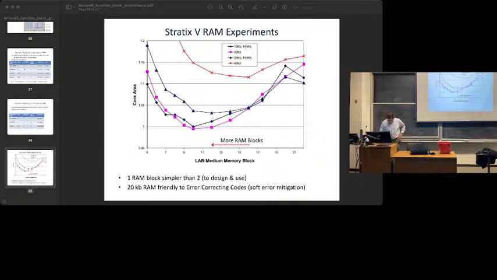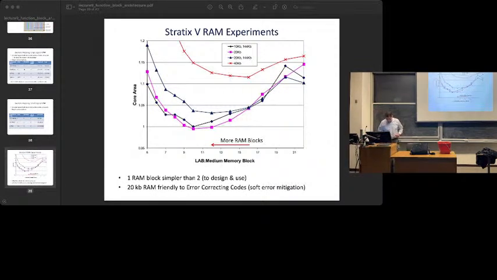So what I'm showing here is area of the whole core. So don't include the IOs, but include the RAMs and the logic and the routing. And on the x-axis is how many logic blocks I have per RAM block. Over here I have a very RAM-rich architecture: 5 columns of logic, 1 column of RAM. Out here is a very RAM-poor architecture: 21 columns of logic, 1 column of RAM.